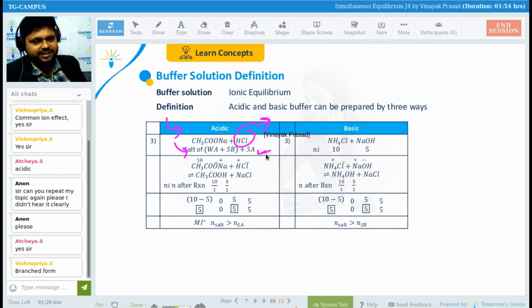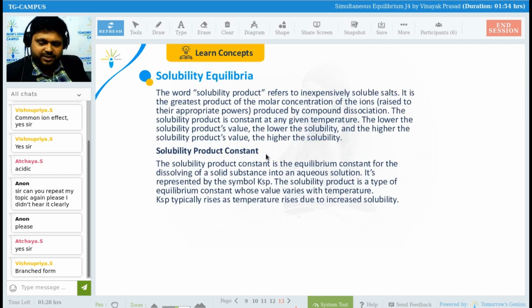This is what? Here you can see HCl. Getting my point? Is it okay? So salt of strong acid and weak base we can take. So there are different ways by which we can prepare what? Buffer solutions. So what are the different ways by which we can make buffers?